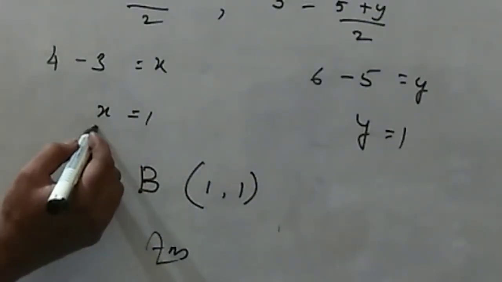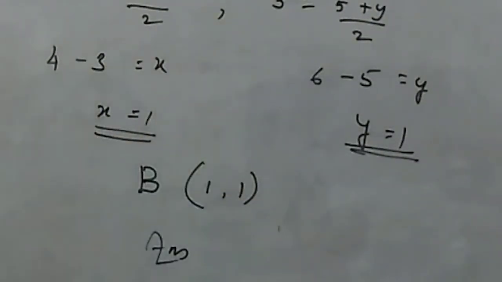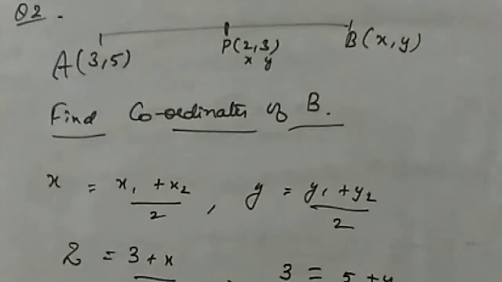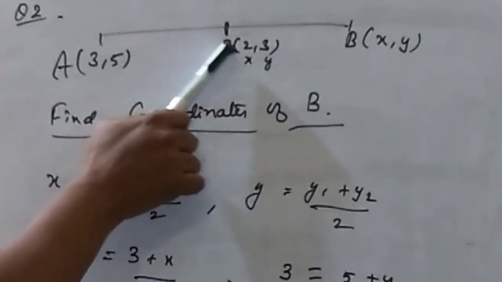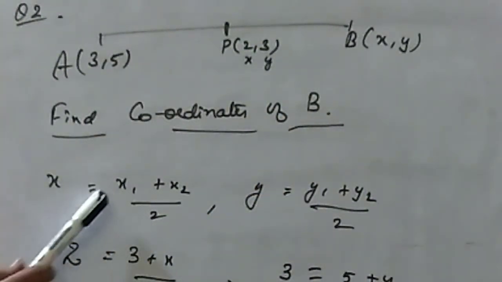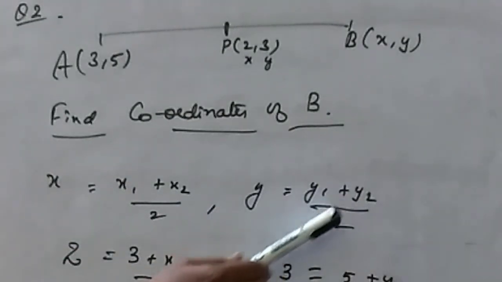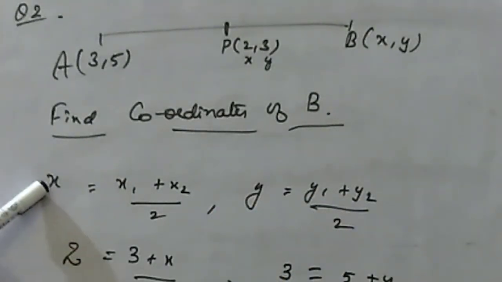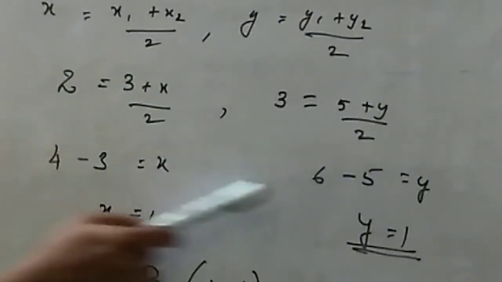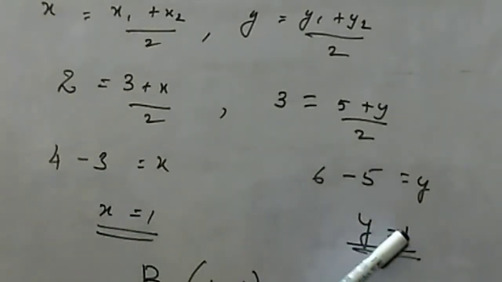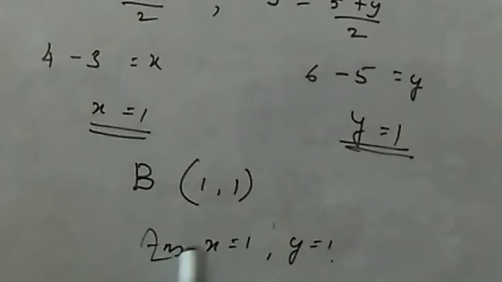I ask you to find out the value of x and y. So x is equal to 1 and y is equal to 1. Okay. So A is given as (3, 5), B is given as (x, 5), and the midpoint of AB is (2, 3). You know the midpoint formula: (x1 + x2)/2, (y1 + y2)/2. So in the place of x you have to write 2 and in the place of y you have to write 3, and do the cross multiplication. x is equal to 1, y is equal to 1. So the answer: x is equal to 1, y is equal to 1.